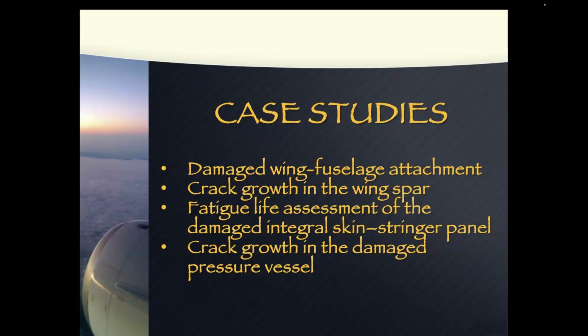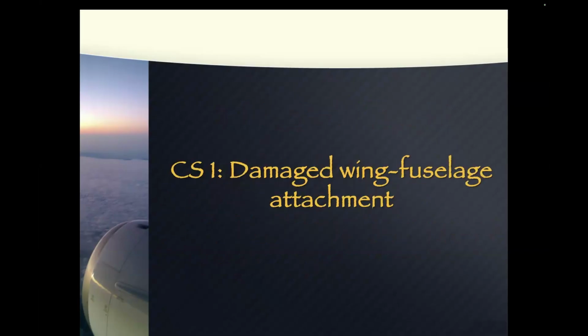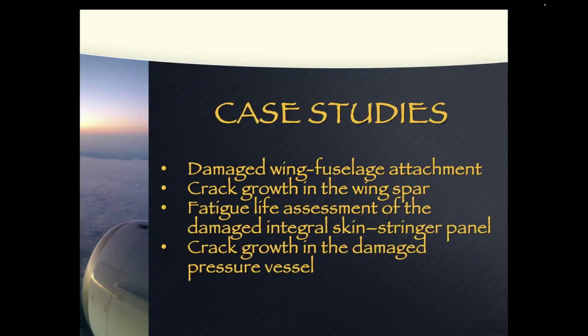So let's see how this looks in real life examples. Case study number 1, damaged wing fuselage attachment. Of course, you can see again that all examples and studies are from the development of aircraft structures. Many of these were used in the development of some flight vehicles. You will see this very soon. It's okay now, my voice is back.